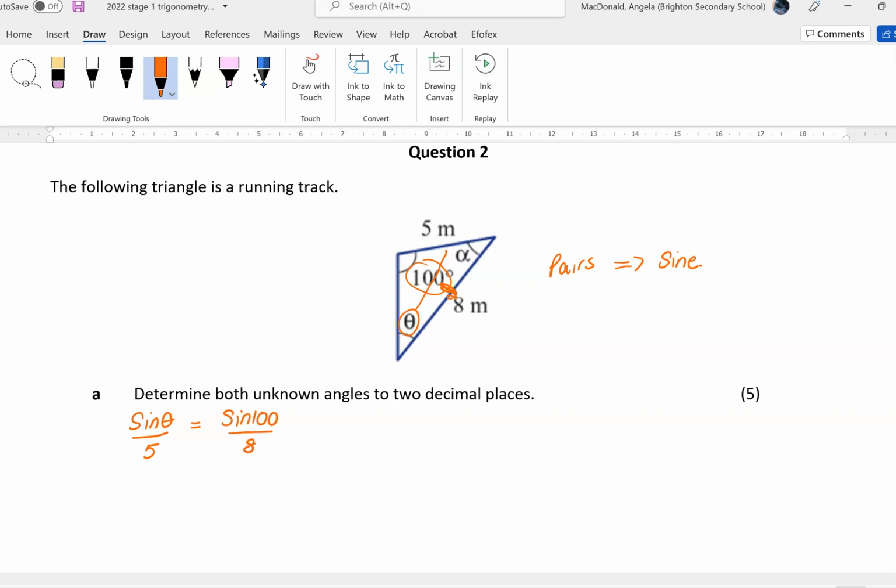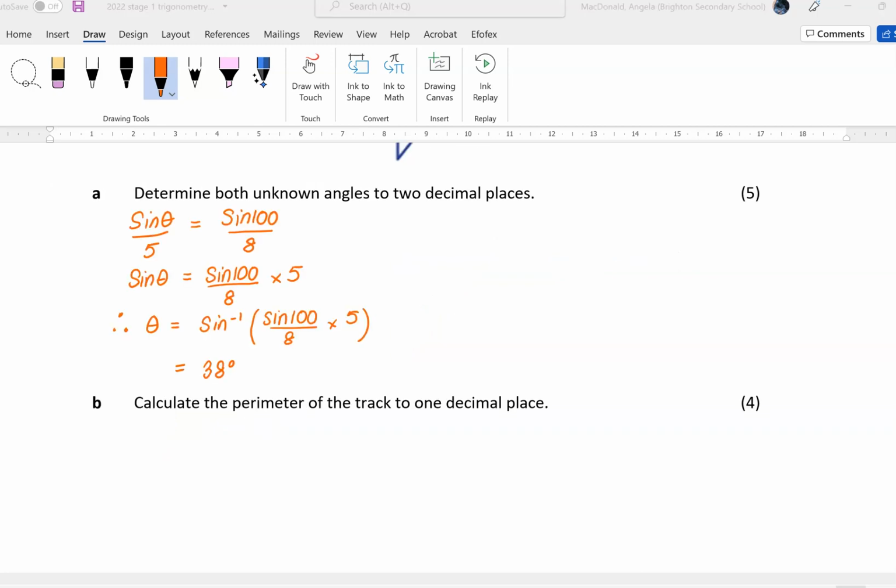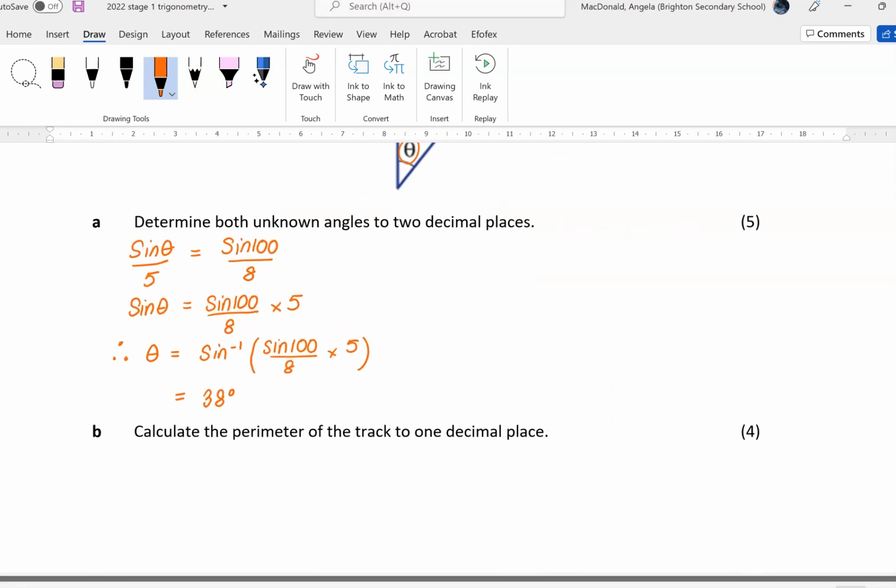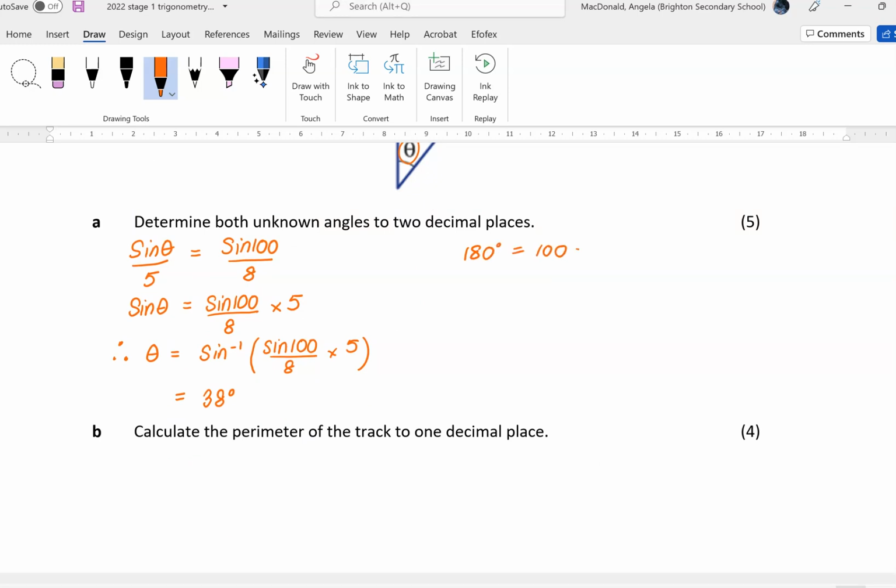over 8. Okay, stop the video and see if you can solve that yourself. Okay, hopefully you agree with that. And of course, now to find alpha, we don't need to do any more trig because we know that there's 180 degrees in a triangle. So we've used up 100, then we've used up the 38. Oops. That was a bit silly. So alpha will be 180, take 100, take 38.